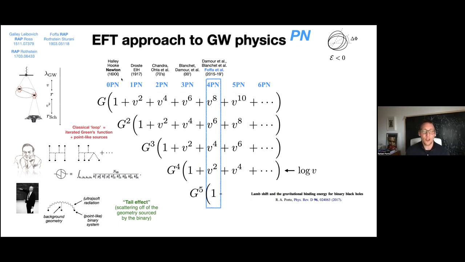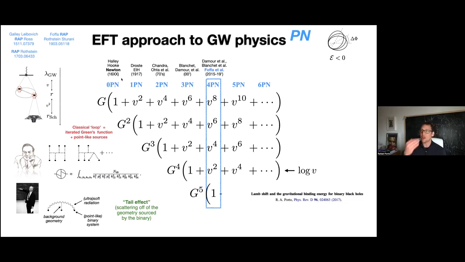However, this was obtained not without some hiccups, because even though we are in the conservative sector, we have not turned off radiation. In fact, radiation reaction produces a very important correction to the binding energy through the so-called tail effect that people have already mentioned in this conference and also during the program. There's a scattering of the radiation off of the background of the binary that comes back and renormalizes the binding energy of the system. This produces a logarithmic correction to the binding energy. This is not a typical UV logarithm, it's an infrared logarithm. So you have to be very careful about how you treat this logarithm correction to the binding energy.